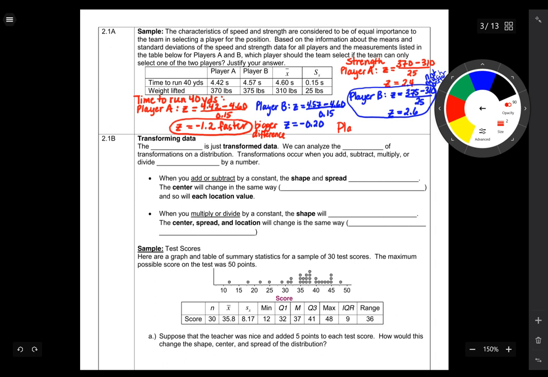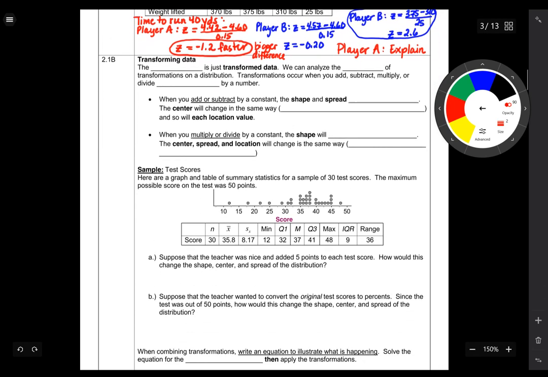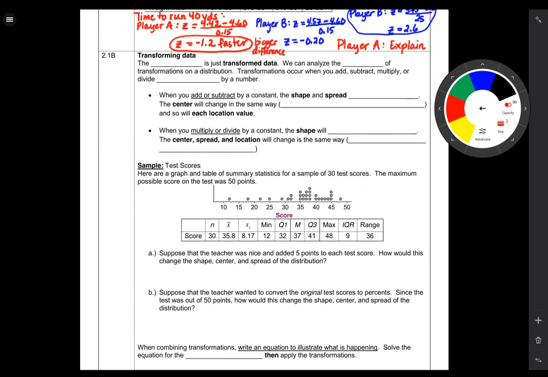So player A, and of course you would have to explain all this stuff that I mentioned, because you have to be able to explain your thought processes and why you're picking something for someone who's grading your exam, whether it's me or whether it's an AP grader or what have you. So you need to be able to explain it. Okay, that takes care of 2.1A.